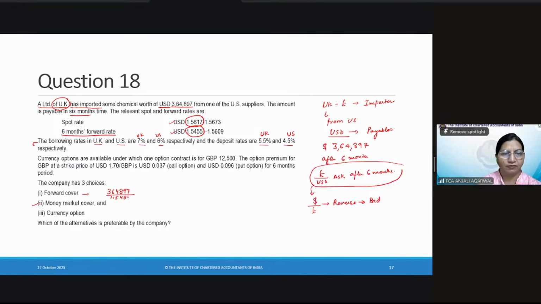1.5455. 3,64,897 divided by 1.5455. So if you had gone for a forward cover, your outflow would have been 2,36,102.87 or 100.